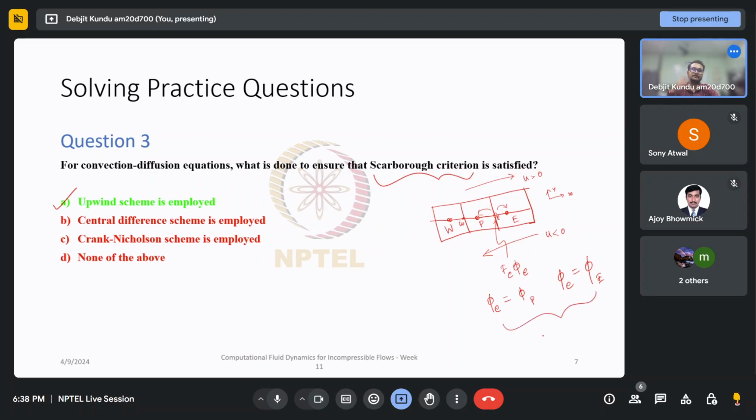There are second order and third order upwind schemes as well. Doing this ensures that all the A and B's are smaller than AP, which is the Scarborough criteria. Okay. Any questions on this?